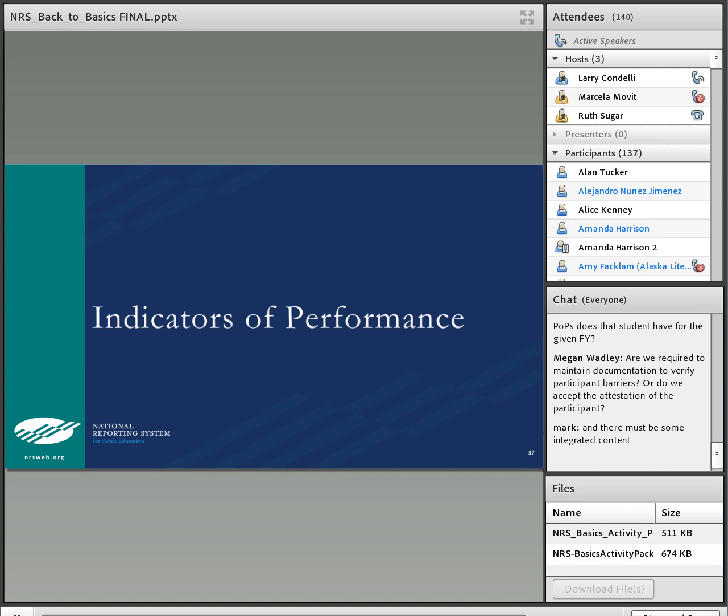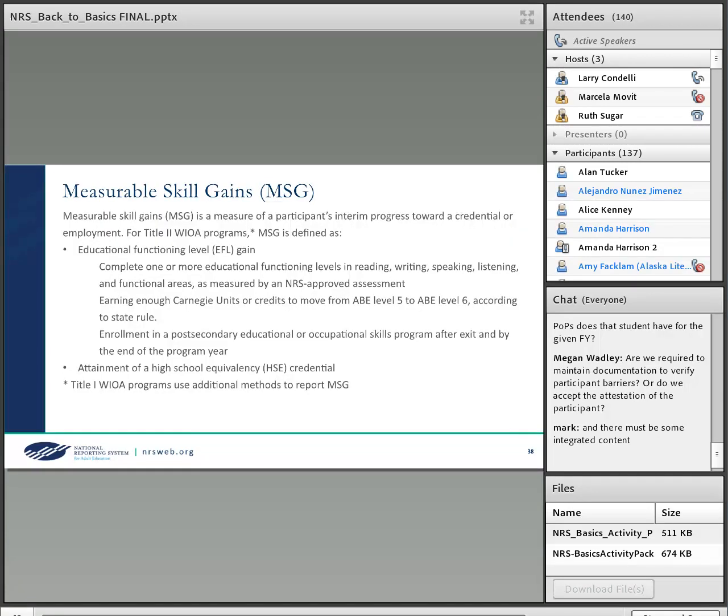So now I'm going to talk in more detail about the definitions for indicators of performance. Of course, this is where we get most of our questions and focus a lot of our TA and a lot of our materials. So it's very useful to have this as a review and to understand them.